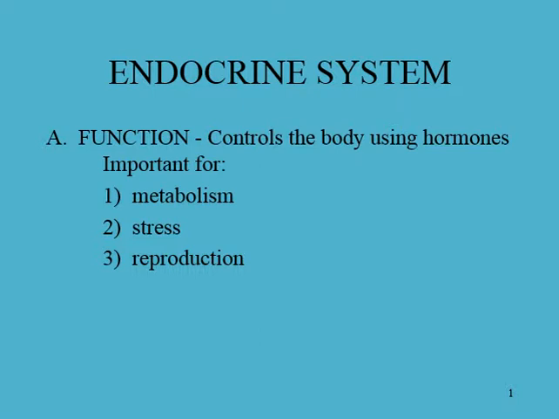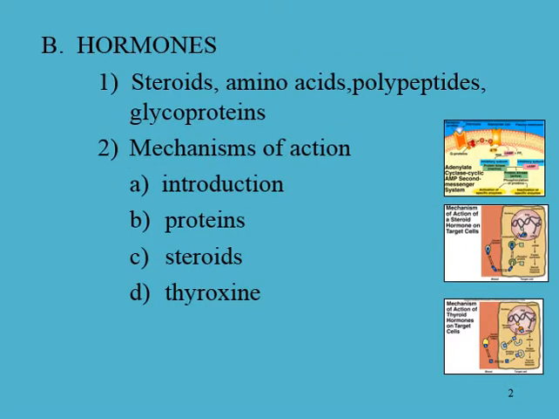If we're going to talk about the endocrine system, we have to talk about hormones. And when we look at hormones, it turns out that these chemicals fit into a few general categories. They're either steroids, amino acids, polypeptides, or glycoproteins. Okay? So these are going to be the kinds of chemicals that can act as hormones.